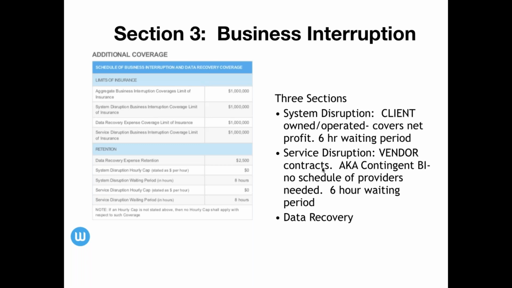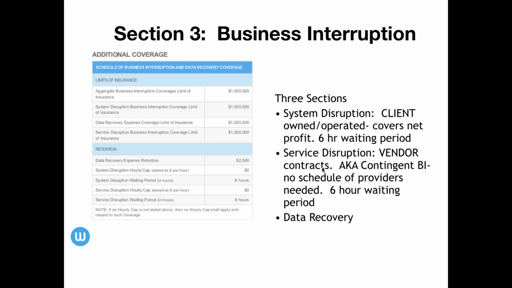Another example for service disruption would be, let's say you're an e-commerce company or even a restaurant and your payment system that you contract and pay to use goes down. If you can't make money because they've had a data breach, having coverage in your cyber policy for that has now become something that you can easily do.